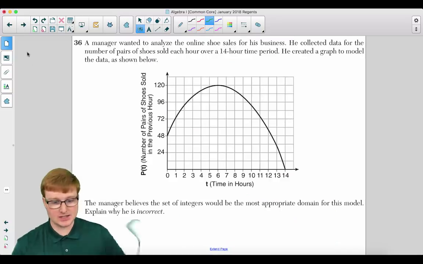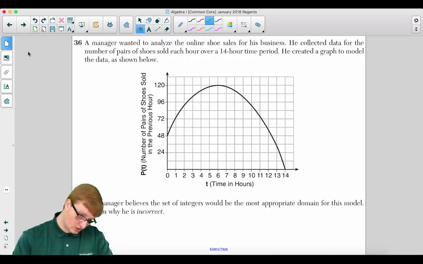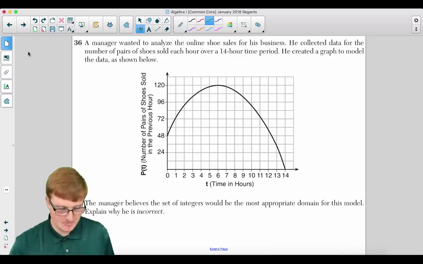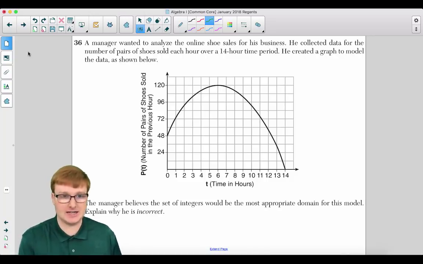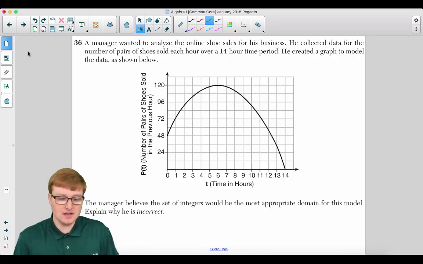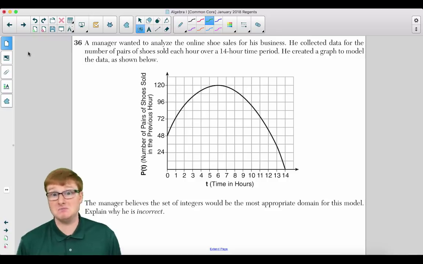Moving on to the next one. There was a serious problem with this question, and you'll see it a little bit later in the second part of the question. So, the first part's easy. It says a manager wanted to analyze the online shoe sales for his business. He collected data for the number of pairs of shoes he sold each hour over a 14-hour time period. He created a graph to model the data as shown below. The manager believes that the set of integers would be the most appropriate domain for this model. Explain why he is incorrect.